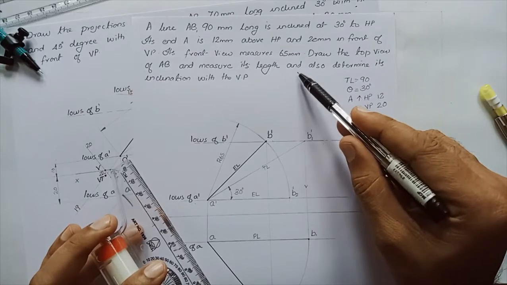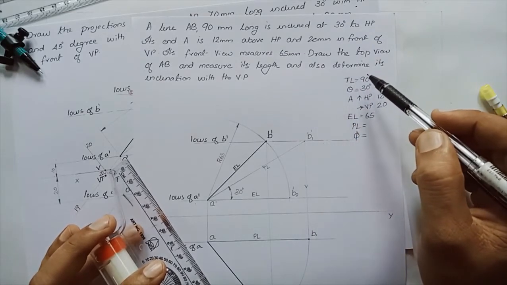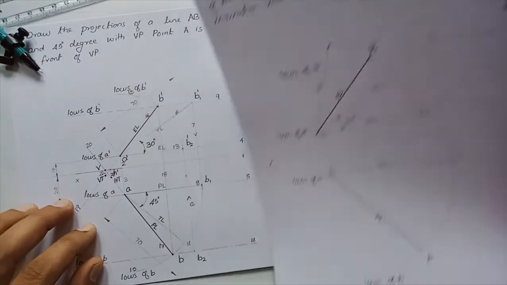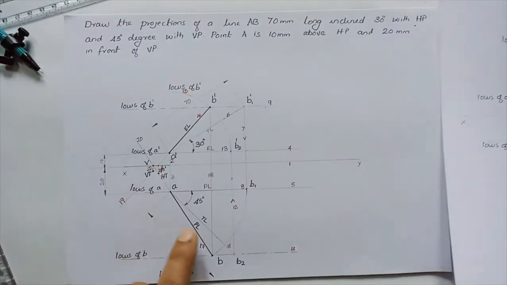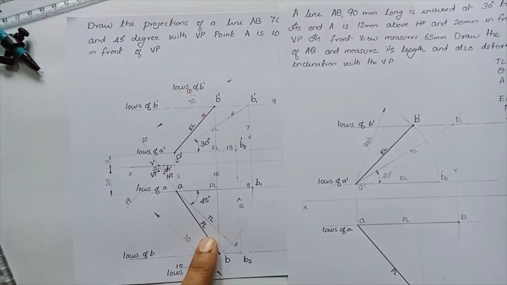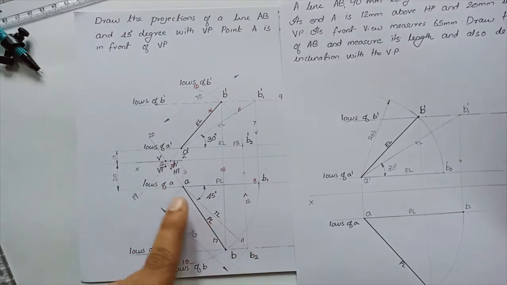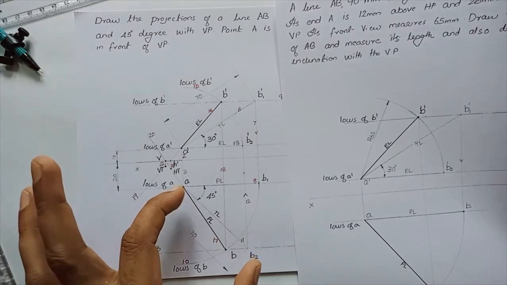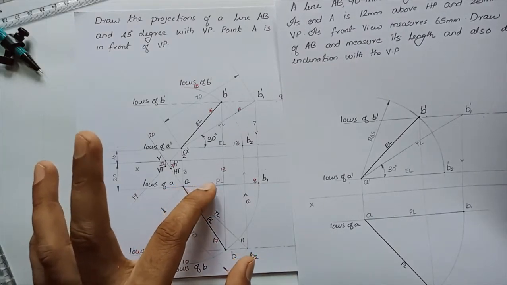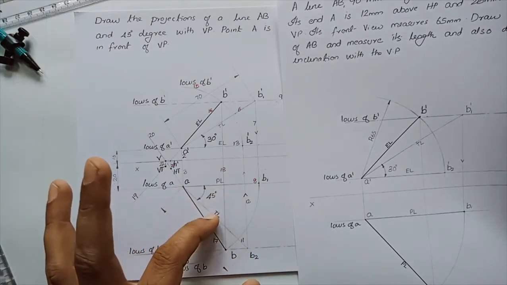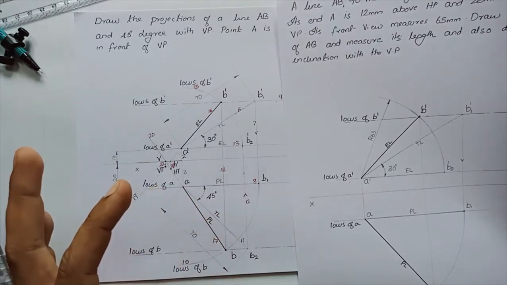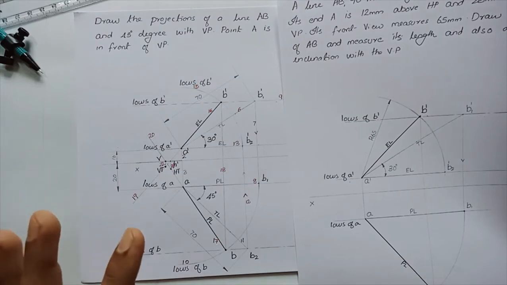Now you have to determine the inclination of the line with respect to VP. If you have to find out the inclination of the line with respect to VP, just consider this diagram. So in this diagram, we are having a true length line. Only with this true length line, this angle will be visible. This angle can be found out. So in the previous problem, it was 45 degrees. The value of phi, that is the inclination with respect to VP, was 45 degrees.